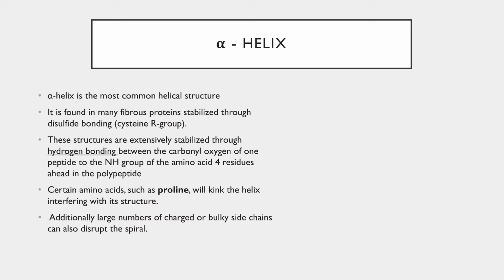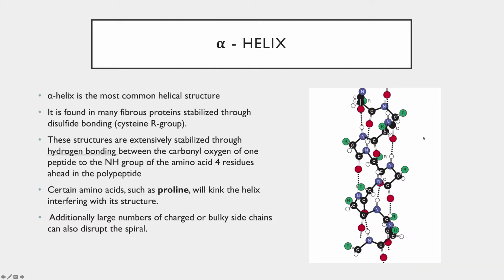The alpha helix is the most common helical structure and is found in many fibrous proteins stabilized through disulfide bonding. These structures are extensively stabilized through a hydrogen bonding network, as shown here in the dotted lines. The hydrogen bonding is between the carbonyl oxygen of one peptide to the nitrogen group on the amino acid 4 residues ahead in the polypeptide chain. Certain amino acids, such as proline, will kink the helix, interfering with its structure. Additionally, large or bulky R groups on amino acid side chains can also disrupt these spirals.